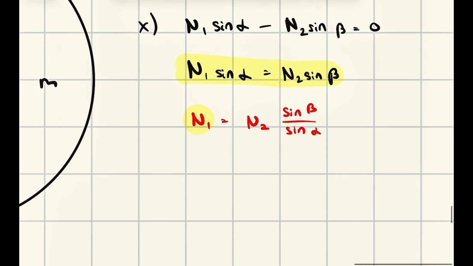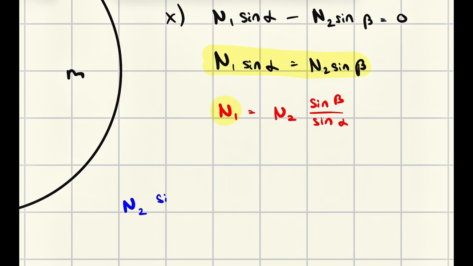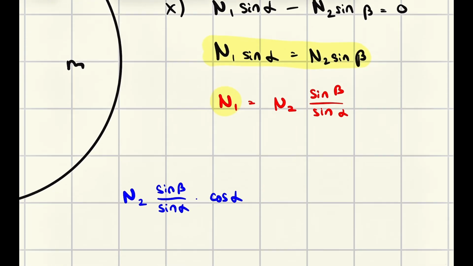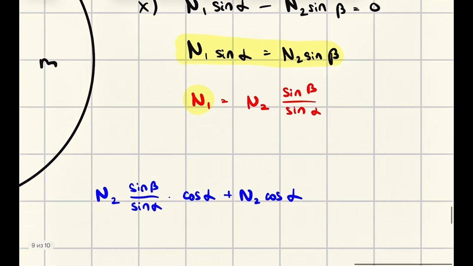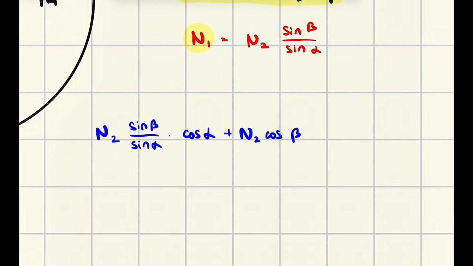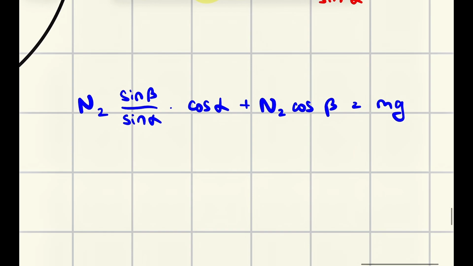Let me write with blue so you can see it better. Just instead of n1 I put this n2 sine beta over sine alpha. We also have here cosine alpha, and here we have plus n2 cosine alpha, cosine beta, I'm sorry, cosine beta equals mg, because we just move mg to the other side, right? What can we do? We can just write it as cotangent, but instead let me multiply all of them by sine alpha, and later on you will see why.